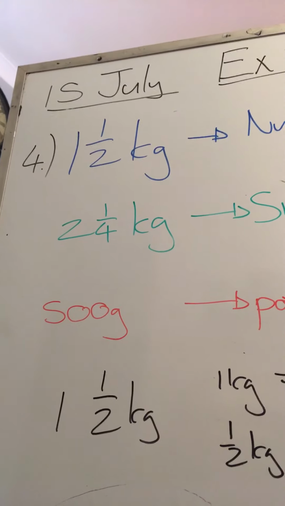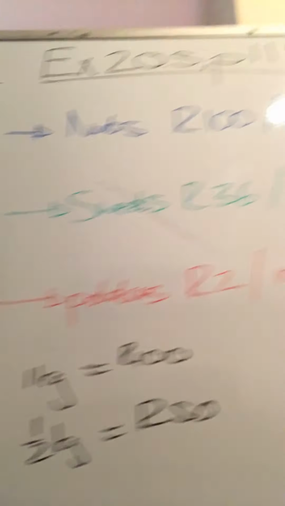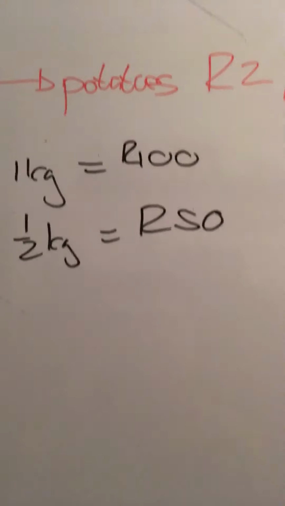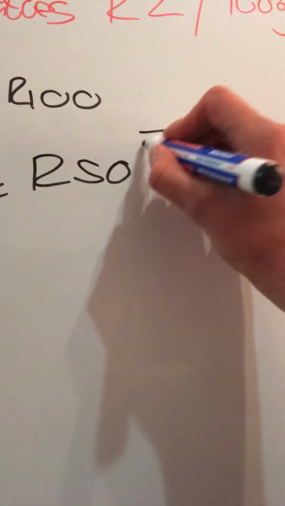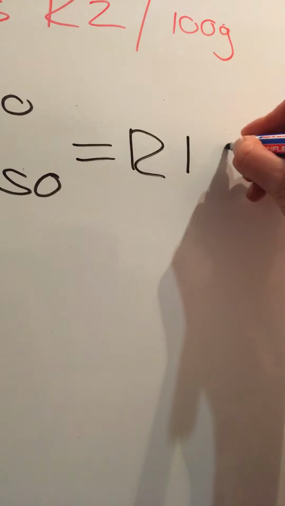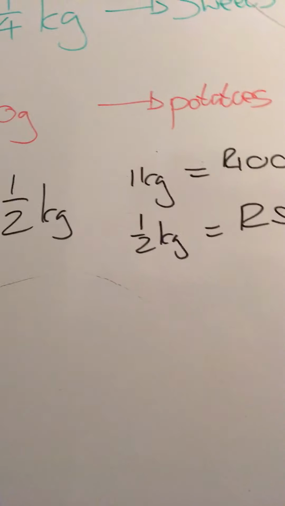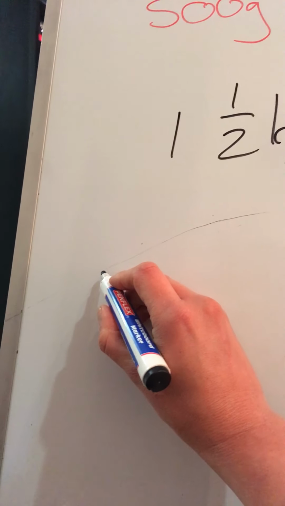So you need to break these up. The first one is not difficult because we all know that half is easy. So half a kilo, half of 100 is 50. So for 1.5 kilos of nuts, you will pay 150 Rand. The next one.